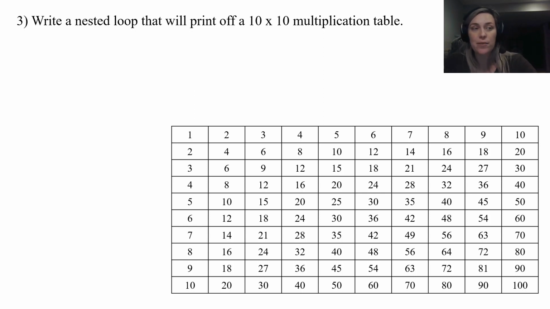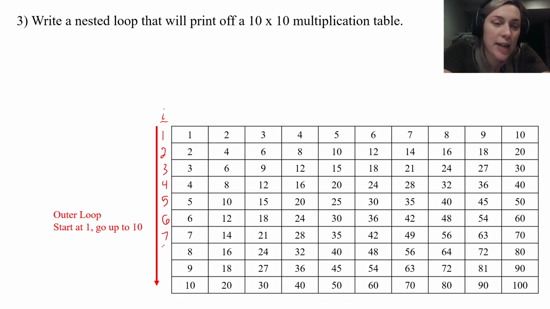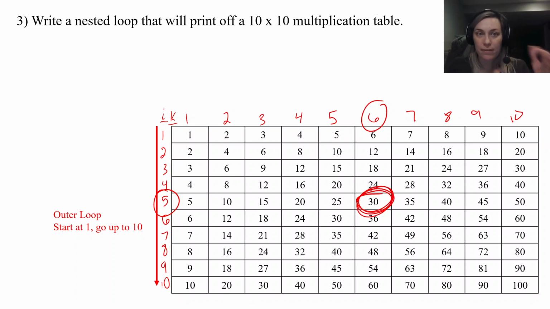Notice the patterns. Nested loops are very good when there's 2 patterns happening, and there's 2 patterns happening here. The first one, if you have an outer loop, let's just say that's 1, 2, 3, 4, 5, 6, 7, 8, 9, 10, I. And let's say you have an inner loop, 1, 2, 3, 4, 5, 6, k. There's a relationship between these 2 numbers. If my i is 5 and my k is 6, if I multiply those 2 indexes, I get 30. The indexes of my loop can be used to make my multiplication table here.